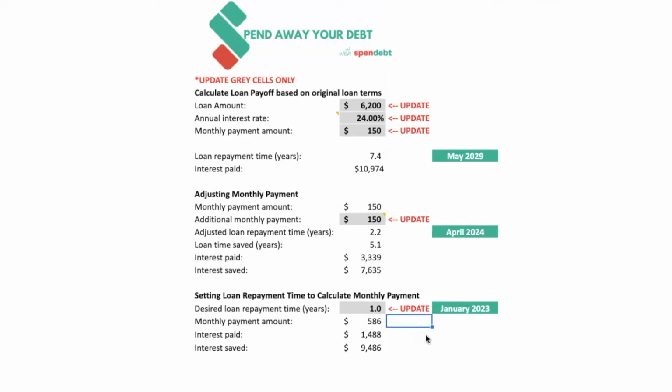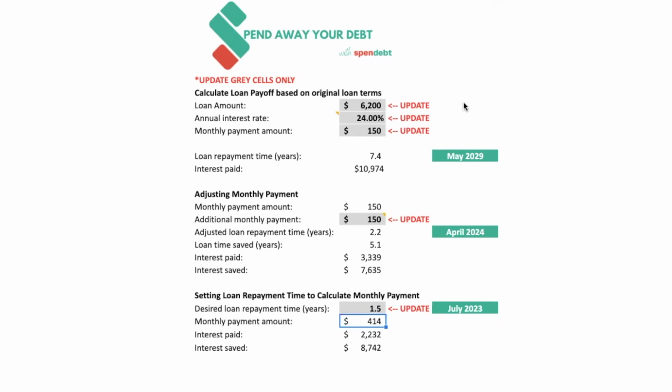And the last section, okay, so 2.2 years, okay, that's cool, April 2024. But I have goals, I have big goals, and I want to pay my loan off in 1.5 years. So I want to be debt free by July 2023. Well, in order to do that, my monthly payment would have to be $414. And that's what this is saying. And my interest that I would pay would be $2,232, and I would save almost $9,000 in interest compared to my original plan.